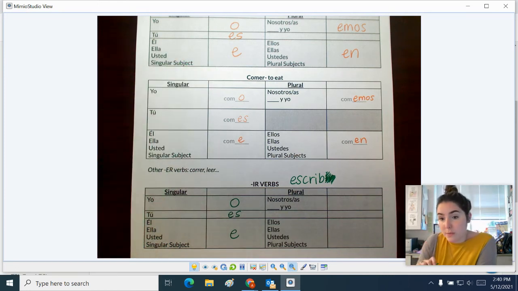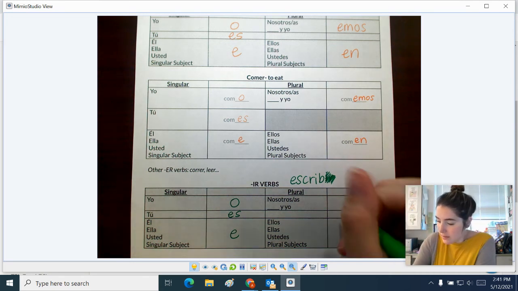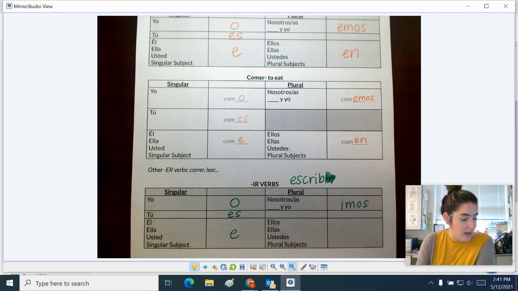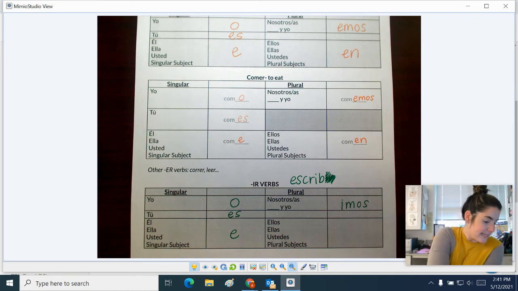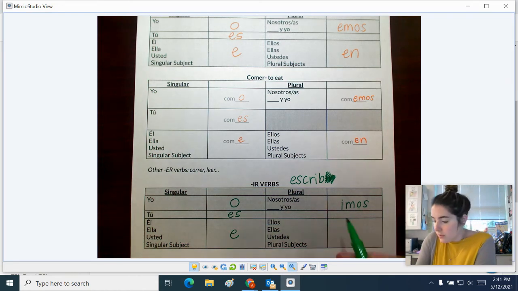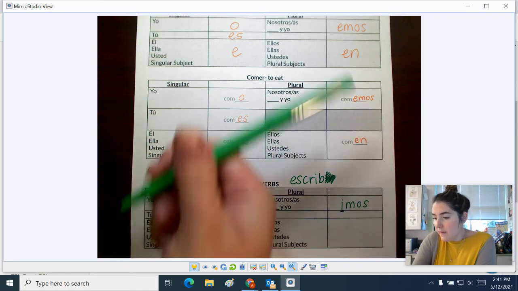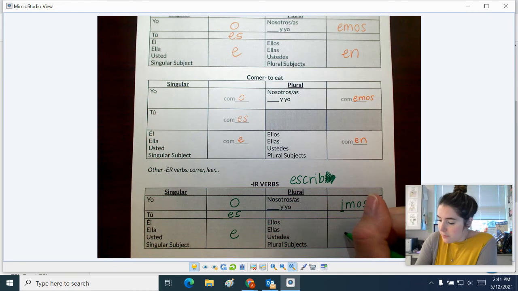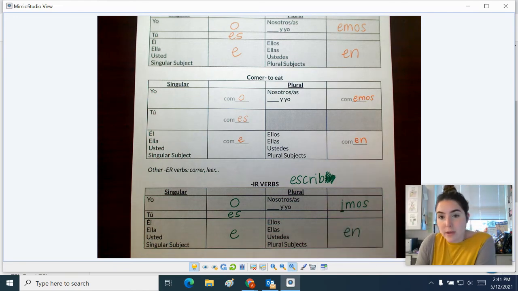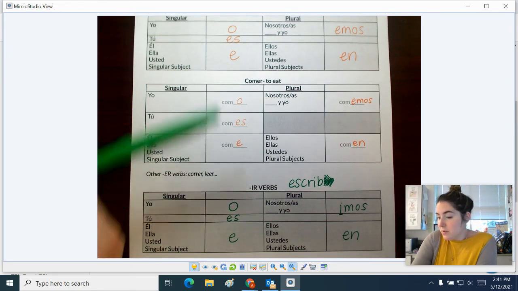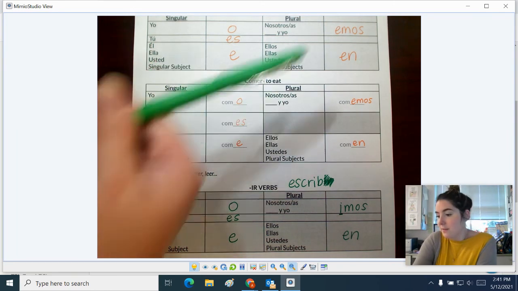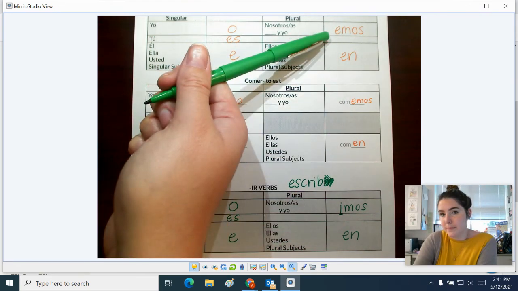Your nosotros form is where it's different, and it's the only difference in conjugation. This one is imos. So if you want to say we do something and it's an IR verb, it's going to be imos. So if it's an IR verb, it's got an I. If it's an ER verb, it's got an E. And then your last one for ellos, ellas, or ustedes, they are y'all, en. So comparing the two, they are exactly the same except for the nosotros form.